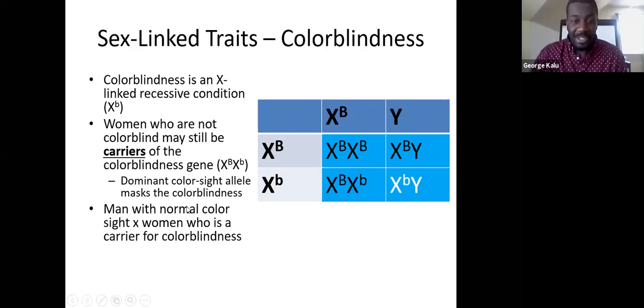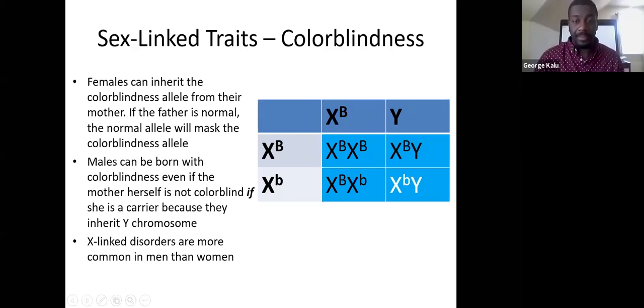Okay, so this is what we'd see if we were to take a Punnett square with a man who has normal color vision and a woman who is a carrier for color blindness. Here we would see X big B X big B, X big B Y, X big B X little b, and then here we would have X little b Y. And so this would be the offspring that ends up becoming colorblind.